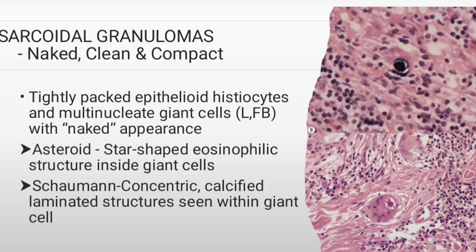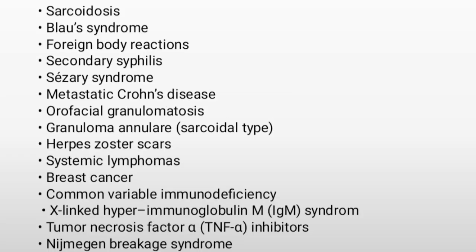The sarcoidal granuloma can be seen in sarcoidosis, Blau syndrome, foreign body reactions, secondary syphilis, Sézary syndrome, metastatic Crohn's disease, orofacial granulomatosis, sarcoidal type of granuloma annulare, herpes zoster scars, systemic lymphomas, breast cancer and the rest.